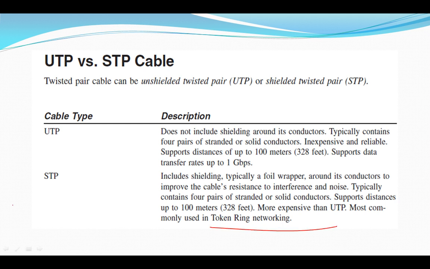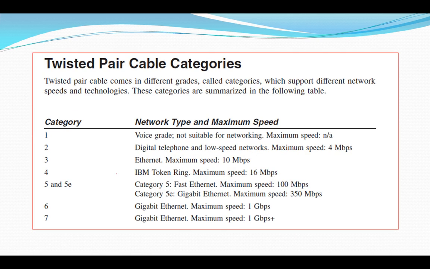So guys, this is the difference between UTP and STP cable. If we talk about twisted pair cable categories, we have some 6 or 7 categories. The first one is voice grade, not suitable for networking. Category 2 is digital phone and low speed network, maximum 4 Mbps.